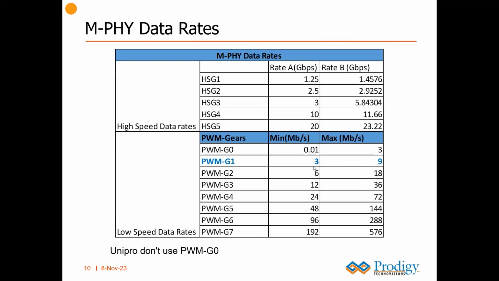This is where the initialization takes place between the host and device. Once the initialization activities are complete, it will move to the high-speed gears. But now with M5 5.0, you also have the flexibility to start the initialization in HS gear 1A, starting at 1.25 gigabits. That improves your initialization performance.